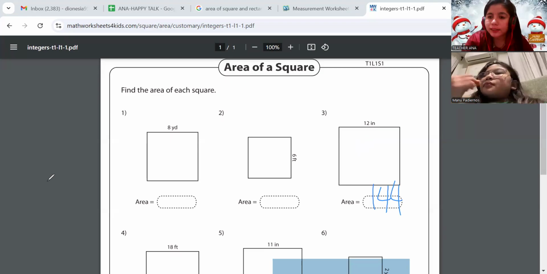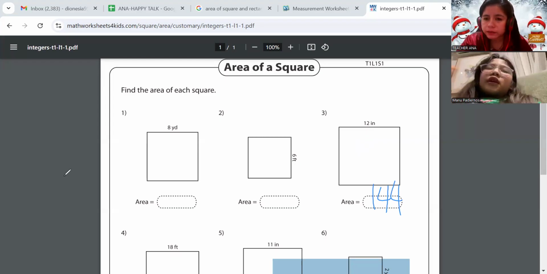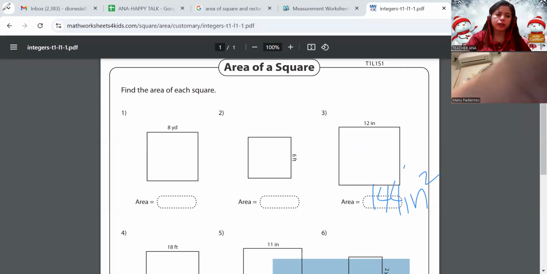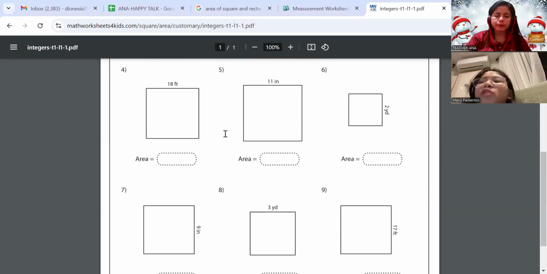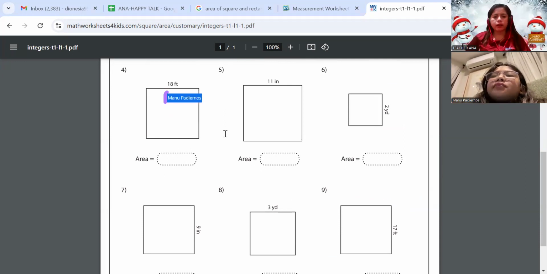What's the label, Mano, for number 3? 144, then is that feet, yard, or inch? Inch. Okay, inch, then squared. That's how you write the area of a square. How about number 4? You do it for me, number 4. I'll see if your answer is correct.